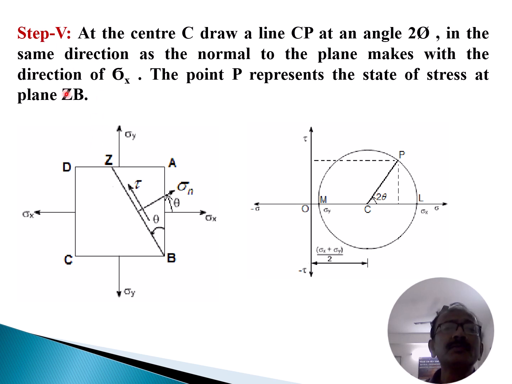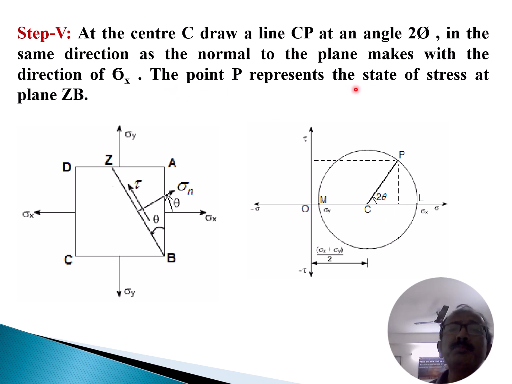Step number 5, at the center C, draw a line CP at an angle 2 theta. I already mentioned in my early discussion that whatever the value of theta is in the problem, it will be doubled when we represent it in the Mohr circle. So that theta, or phi, whatever it may be, the angle will be doubled in the same direction as the normal to the plane makes with the direction sigma x. So for sigma x, we just plot the same direction.